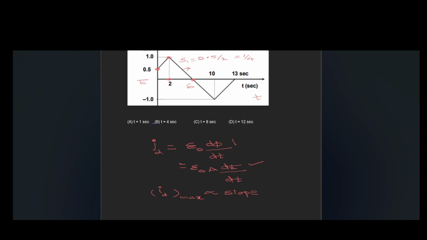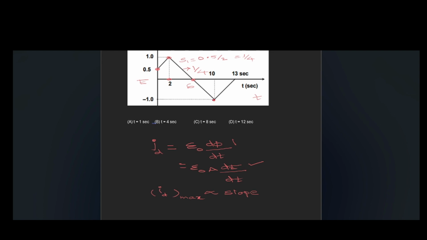Between 2 to 6, let us take. Between 0 and 2 seconds we already calculated. We have to calculate from here to here. That is 1, this is 1 minus 0, 1, and this is 6 minus 2, 4. And here it is again 1 by 4. And here 0.5 by 2.